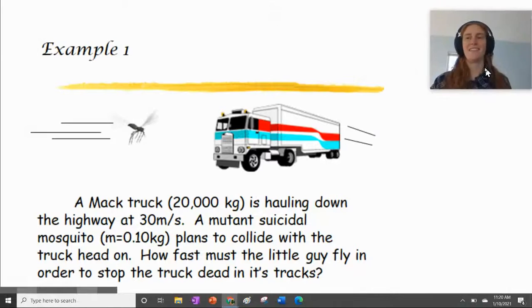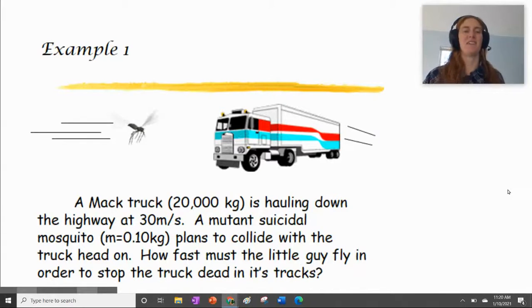All right, and the last thing of the day, we have an example. A Mack truck or a semi truck is hauling down the highway at 30 meters per second. A mutant suicidal mosquito with a massive 0.10 kilogram plans to collide with the truck head on. How fast must the little guy fly in order to stop the truck dead in its tracks? Go ahead and pause this and calculate it, and then resume.